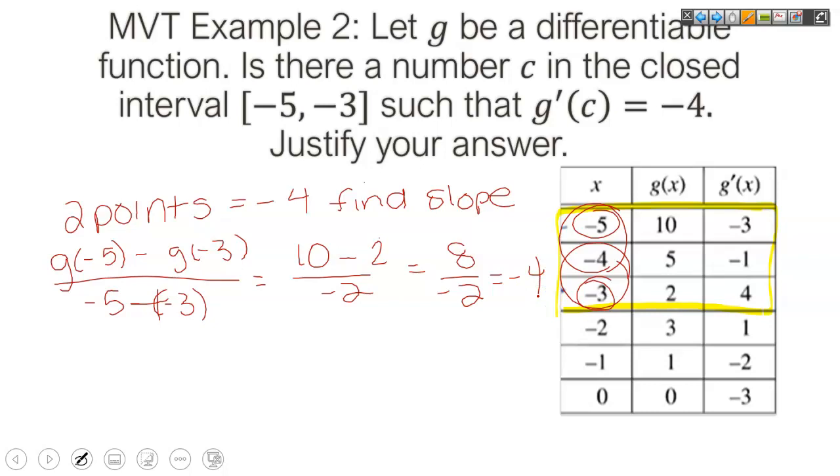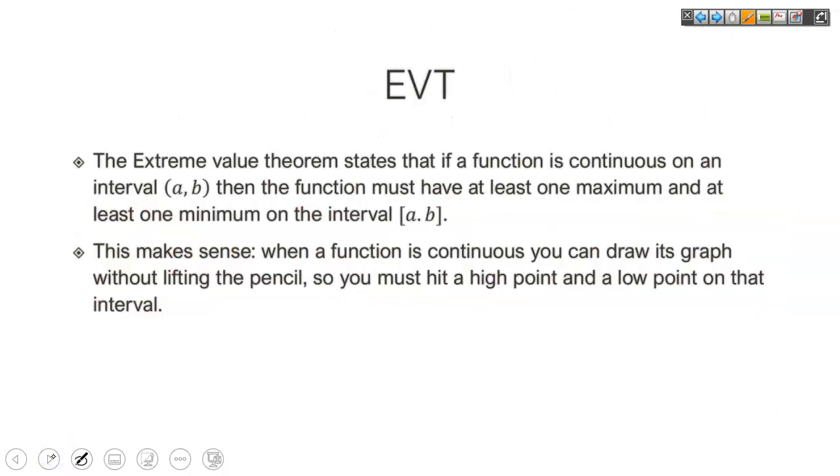You get -4. Yep. All right, good. Because the slope of the secant is equal to -4. Therefore, by the Mean Value Theorem, the slope of the tangent must equal -4 at some point because the function is continuous and differentiable.